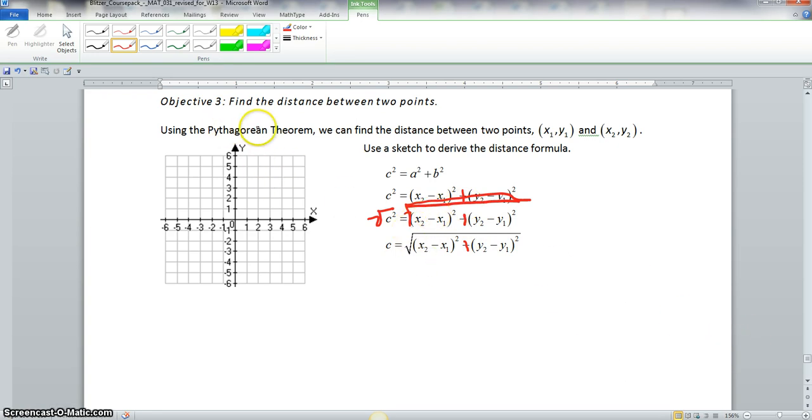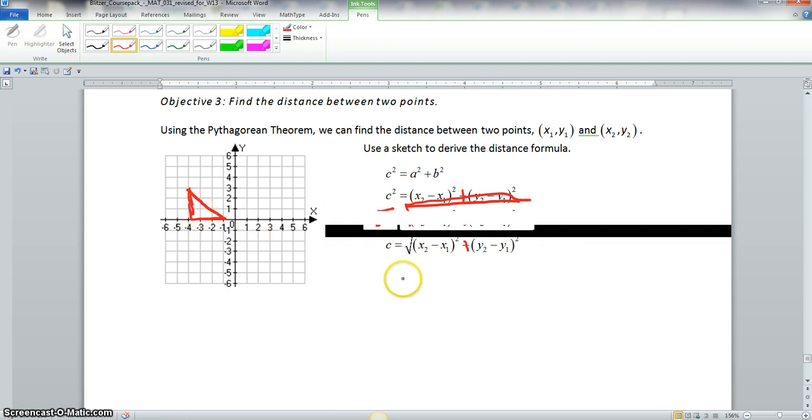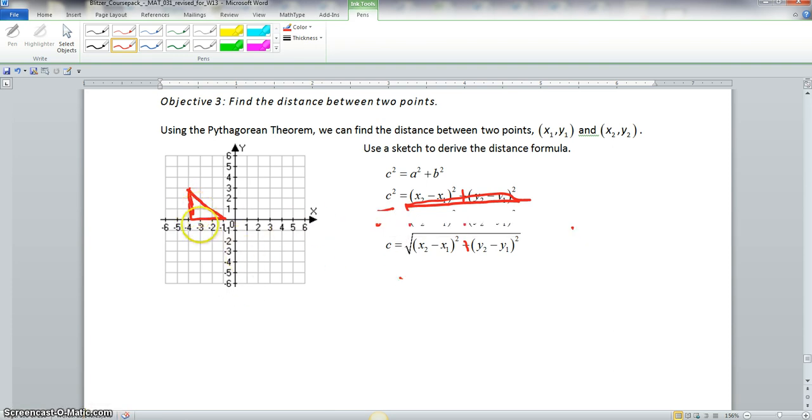Now, when they ask us to sketch a graph, I'll just tell you, because I'm not that good of an artist, it's going to look more like a triangle. So what this would be is your x1 and your y1. Your x1 and your x2 would be the difference of these 2 points here, and your y2 and y1 would be the difference between the 2 points here. And then you would be trying to find a hypotenuse, which would be your distance between those two values.